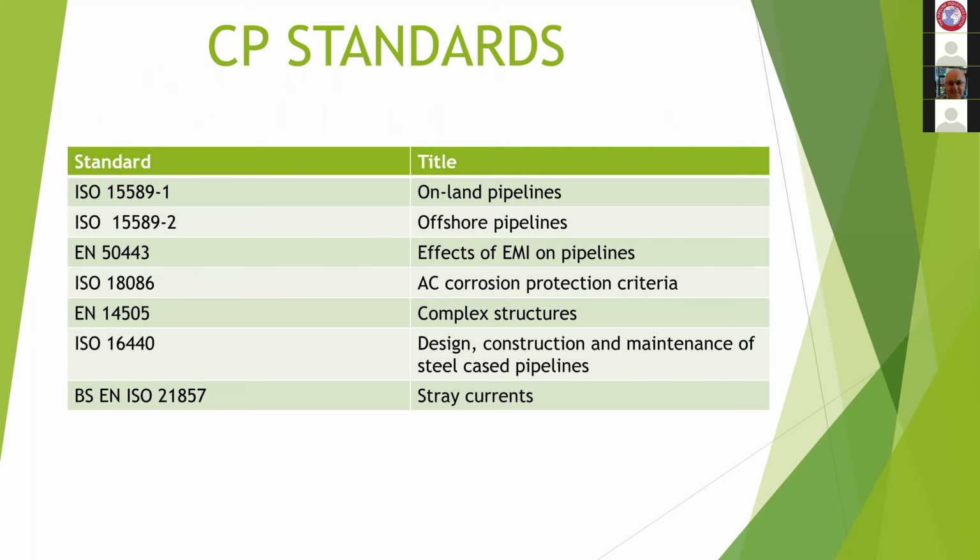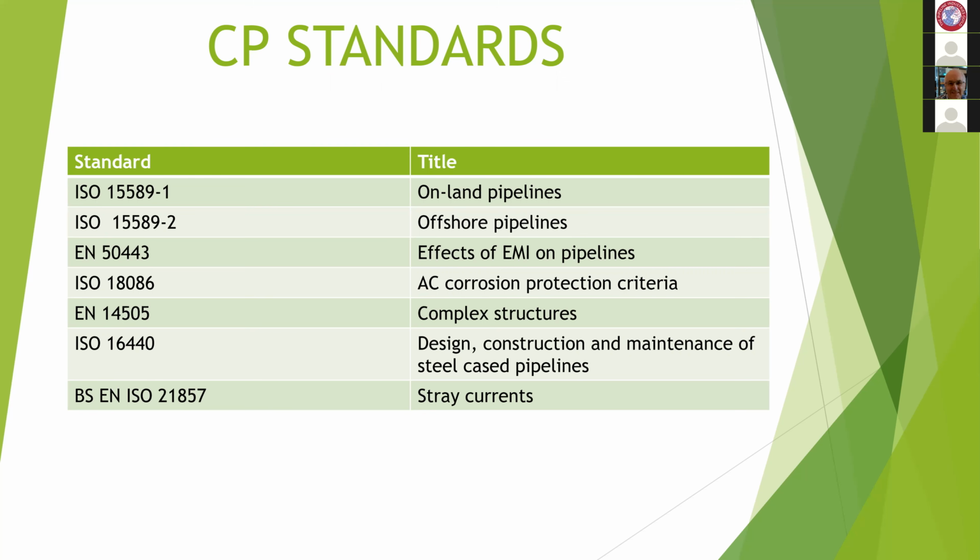There are a lot of standards that relate to cathodic protection, but the principal ones I've listed here so that people might be able to refer to them and read them if they wish. The titles, by the way, are not the full titles. It's just my summary of what the standard actually covers. So we've got ISO 15589-1, which deals with cathodic protection of onshore pipelines, and -2 is offshore pipelines.